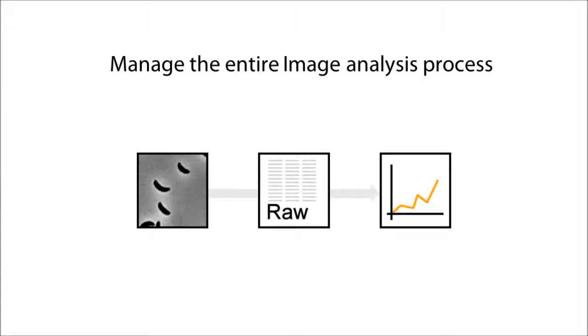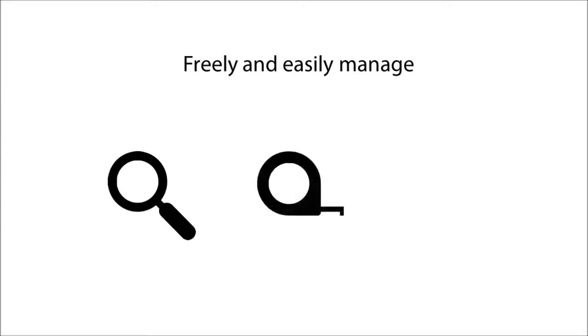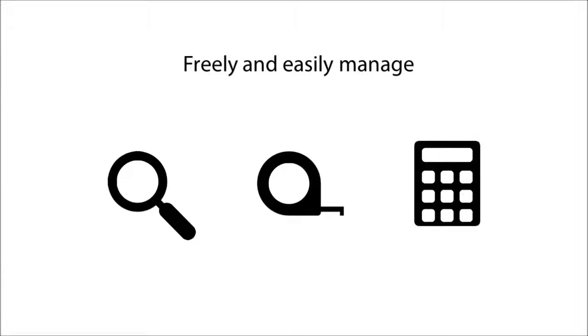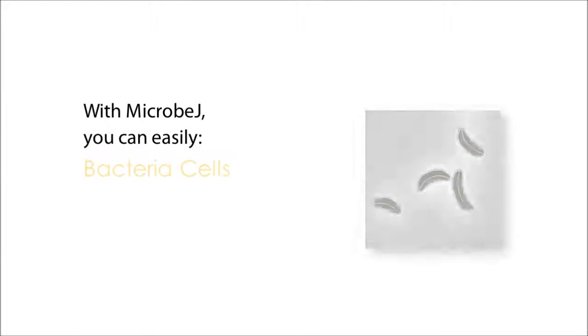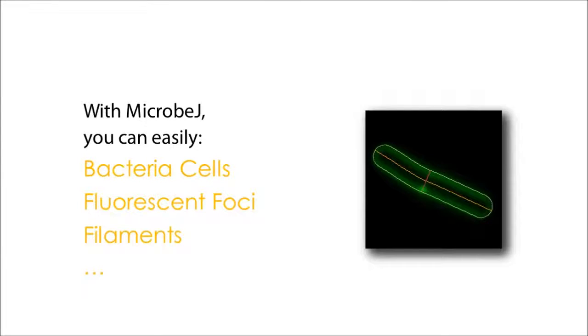MicrobeJ is a new ImageJ plugin designed to manage the entire image analysis process. While accepting images of all types, you can freely and easily manage the detection, the quantification, and the processing of your data. With MicrobeJ, you can easily detect bacterial cells, fluorescent foci, filaments, and more.